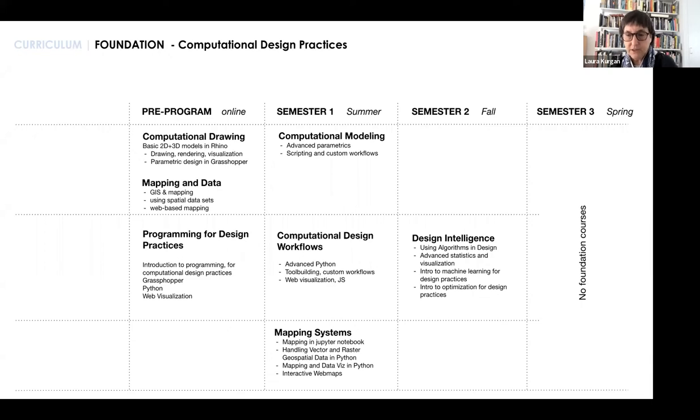Then in the fall semester, there's one last required seminar, which is Design Intelligence, and that's taught by Danil Naji. And it's using algorithms and design, advanced statistics and visualization. So it builds on what you do in both mapping systems and computational modeling, and introduces a little bit of machine learning into design practices, and especially optimization for design practices. So you'll sometimes come up with like 500 versions of what you're designing for specific iterations on either urban scale or architectural scale.